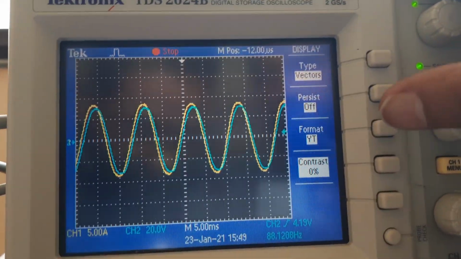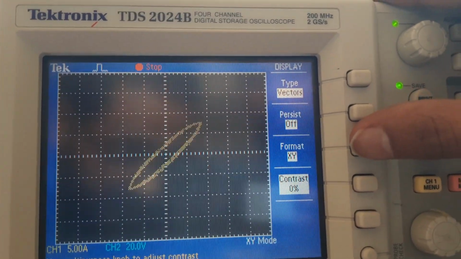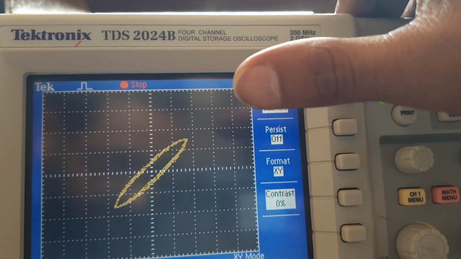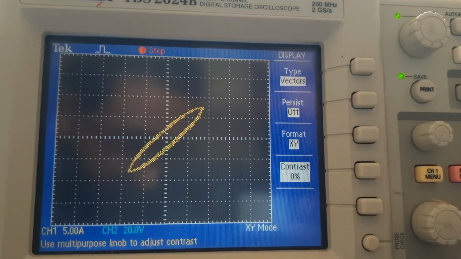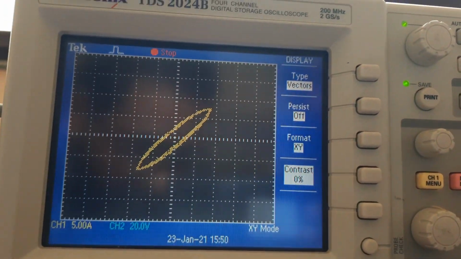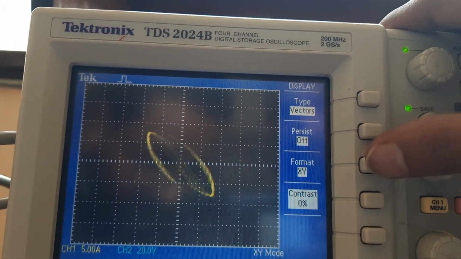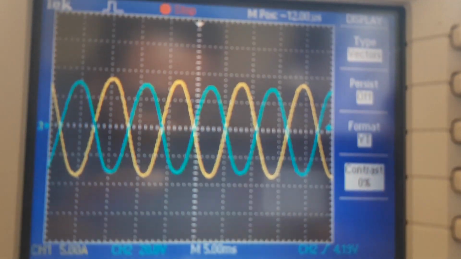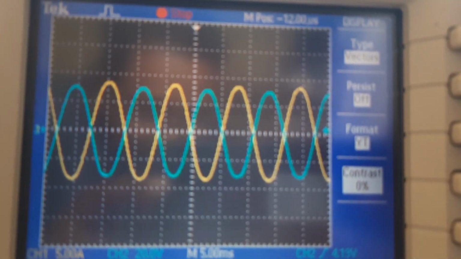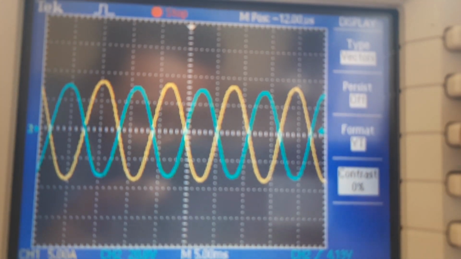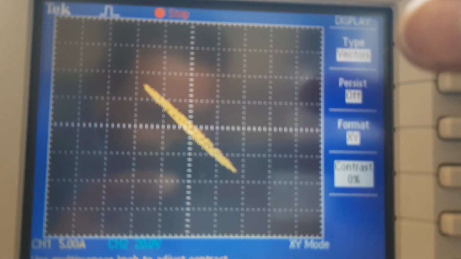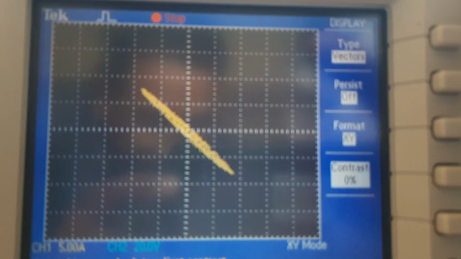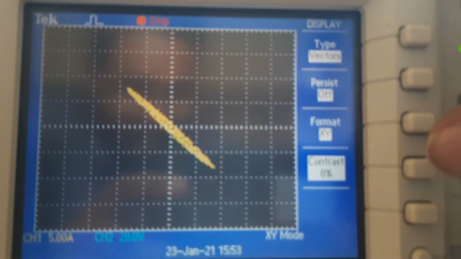Now both the waveforms are overlapping, so you must get a straight line, but there is still some phase difference, that's why you are getting an ellipse here. Okay, let us try again. Now this is your 180 degree phase shift. For this we have our Lissajous pattern of a straight line in the second and fourth quadrant, okay.